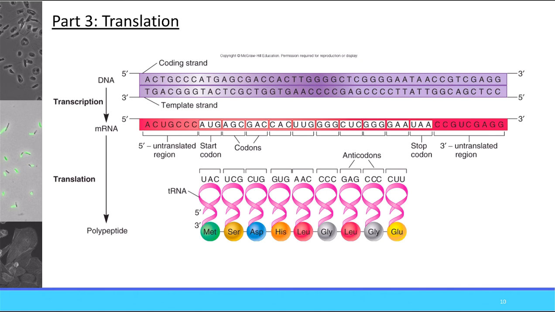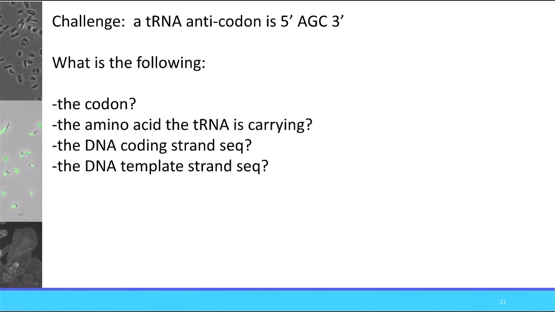So we're going to do a really fun challenge here. I think this is one of the most amazing principles when it comes to transcription and translation, and that is that I can give you a tRNA anticodon, or a codon, or a piece of DNA, be it coding or template or mRNA, and you can figure out all of the other pieces. So here is an anticodon. From 5' to 3' we have A, G, C. Using this tRNA anticodon, see if you can figure out the codon, the amino acid that the tRNA is carrying, the DNA coding strand sequence, and the DNA template strand sequence.